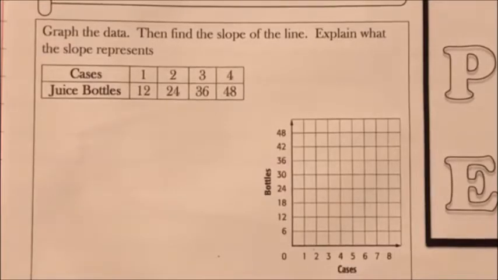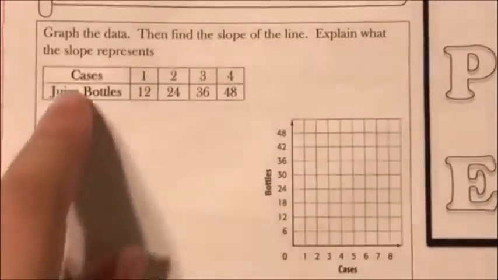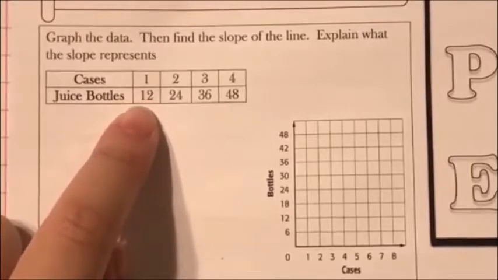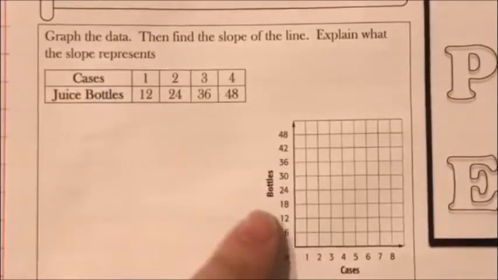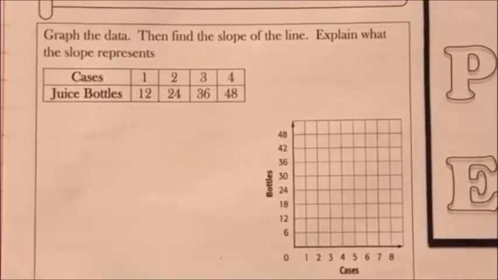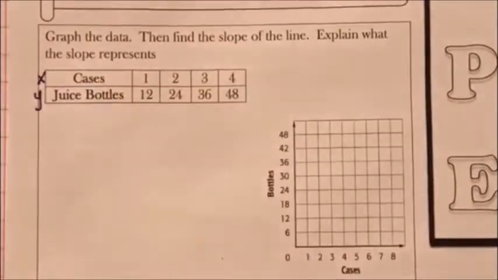All right, now that you've tried the try it problem, let's go over it together. So it says graph the data, then find the slope of the line. Explain what the slope represents. So the data that they gave me was cases and juice bottles. So for one case, there's 12 juice bottles. Okay, so I'm going to come over here to my graph, and it says bottles on the y-axis and cases on the x-axis. So that tells me cases is x, juice bottles is y.